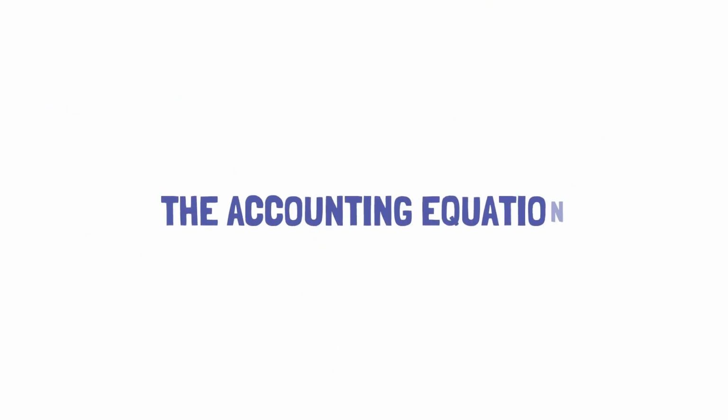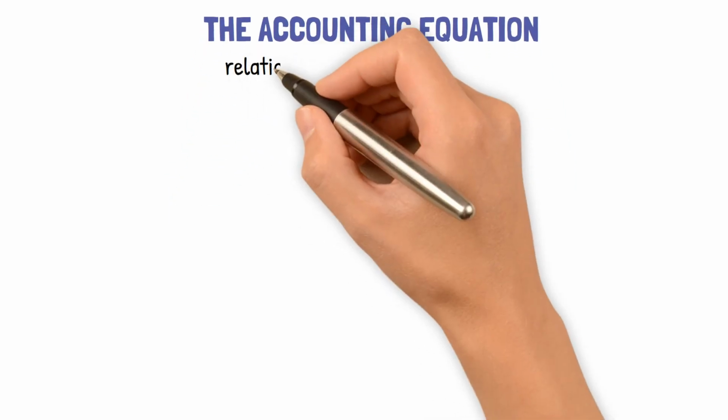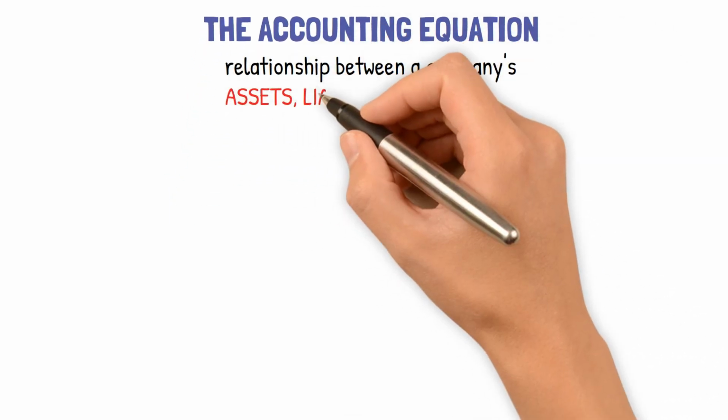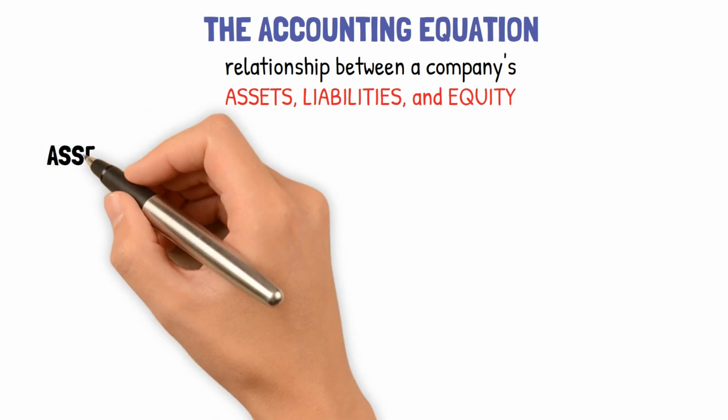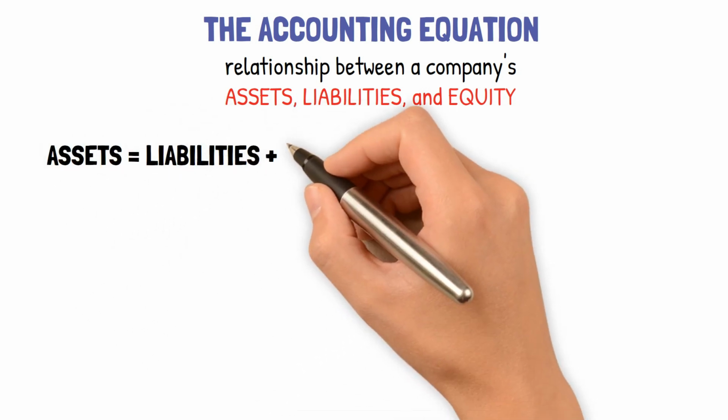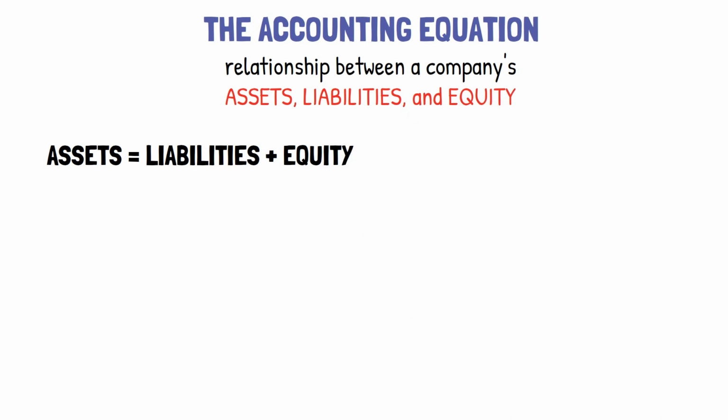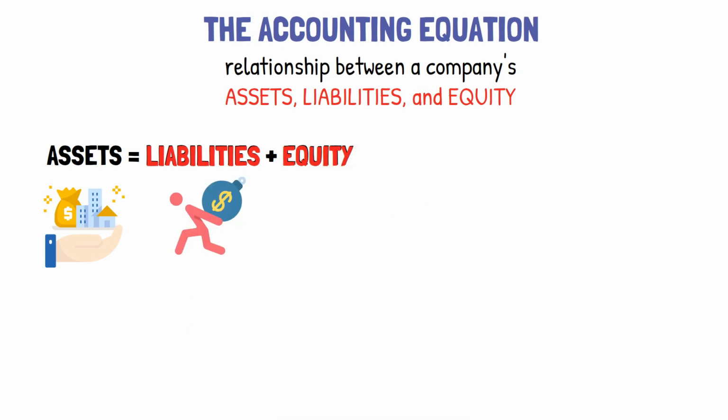The accounting equation. The accounting equation, also known as the balance sheet equation, is a fundamental concept in accounting that represents the relationship between a company's assets, liabilities, and equity. It can be expressed as assets equals liabilities plus equity. This equation reflects the fundamental principle that a company's assets are financed by its liabilities and equity. In other words, the resources or economic benefits that a company owns or controls, assets, must be either funded by outside parties, liabilities, or by the owners of the company, equity.